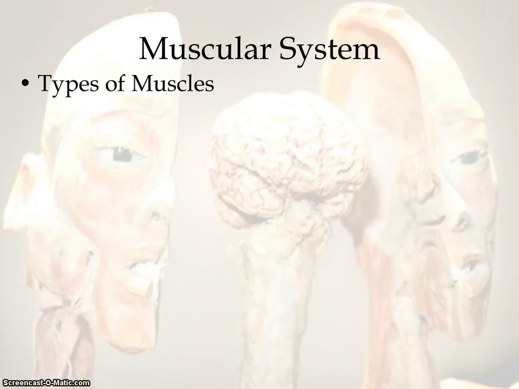Okay, the next system we're going to be focusing on is going to be the muscular system. Now, the muscular system is directly linked with the skeletal system because of the factor of movement. Okay, you need both to work in concert with each other to provide movement for the body. So let's get into the muscular system.